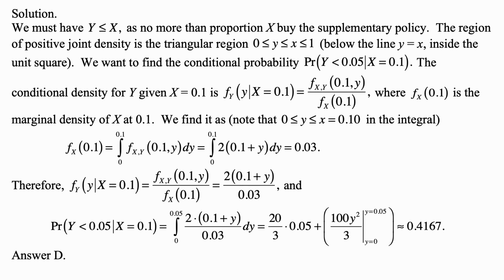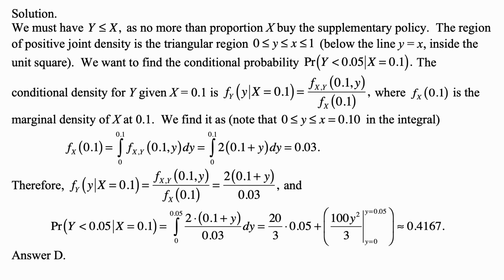The first one is 2 times 0.1 over 0.03, and we take the integral of that, and that's the same as 0.2 over 0.03 or 20 over 3, multiplied by the length of the interval, which is 0.05, plus the second part, which is the integral of 2y over 0.03 dy, evaluated from 0 to 0.05.